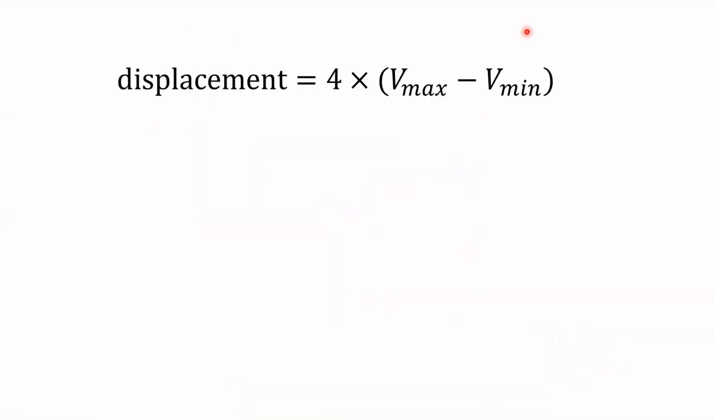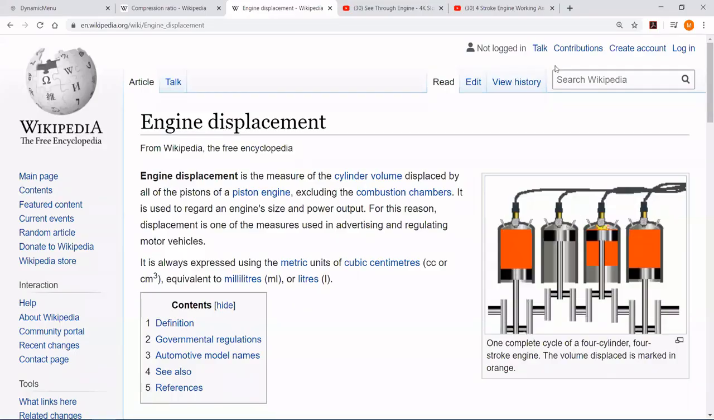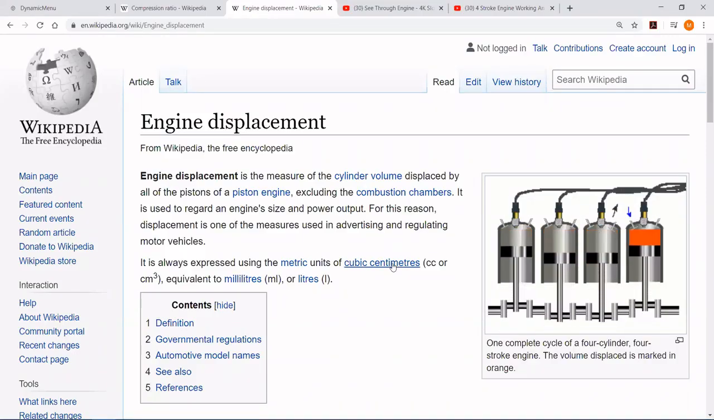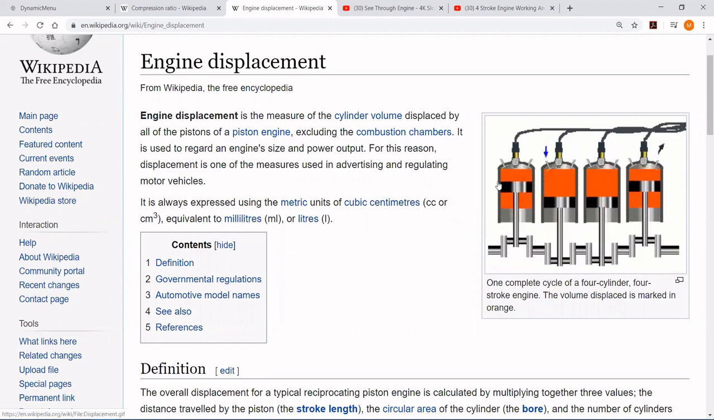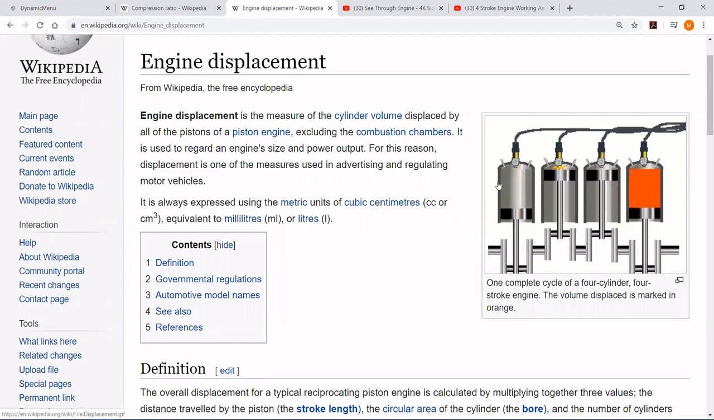So let me pull up a website illustrating this. Wikipedia once again for the win. Here's a nice little simulation showing the displacement. That orange rectangle shows you really the delta V. It's not actually showing you initial or final volume, it's showing you the difference between the volumes.